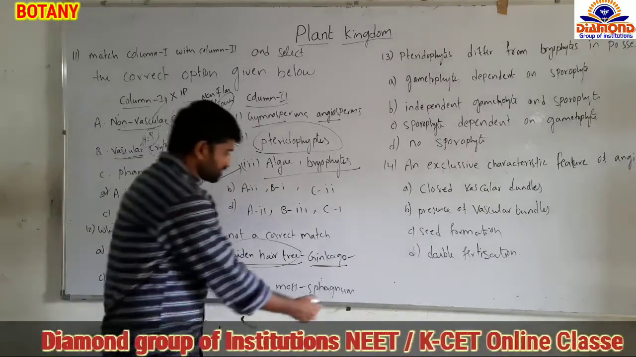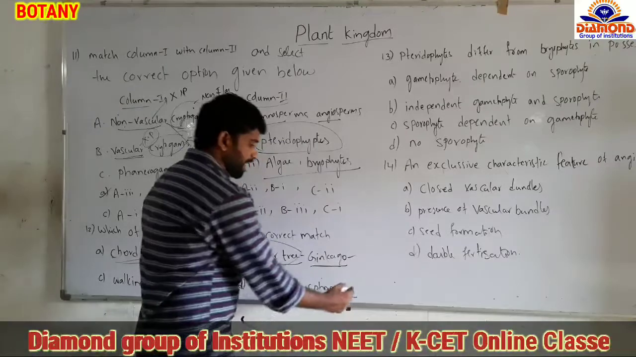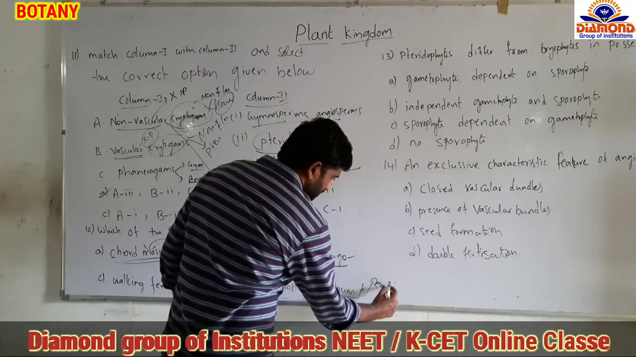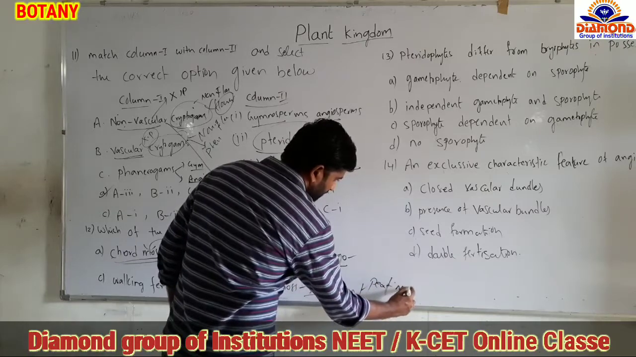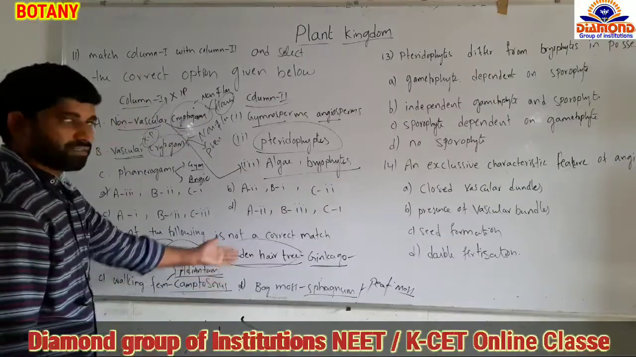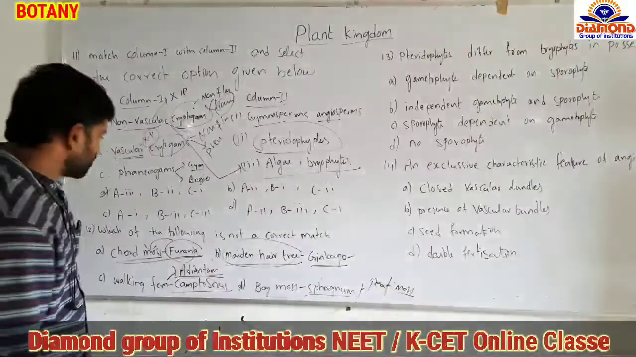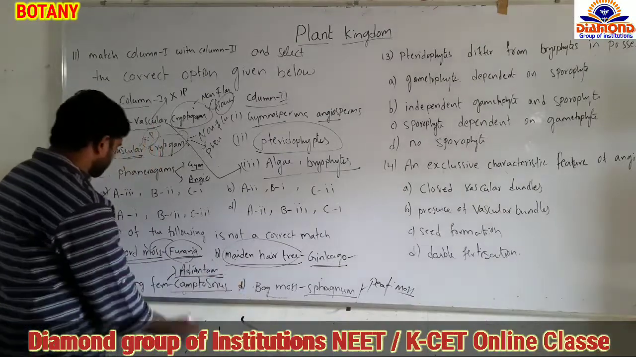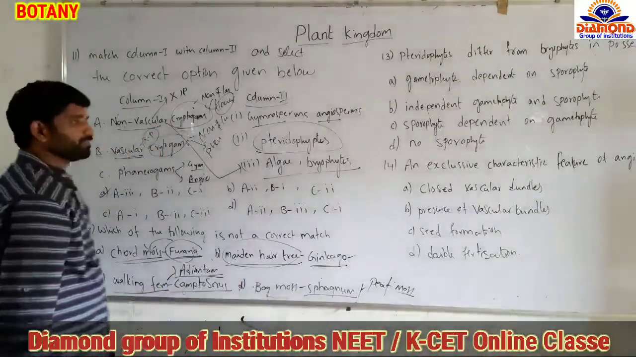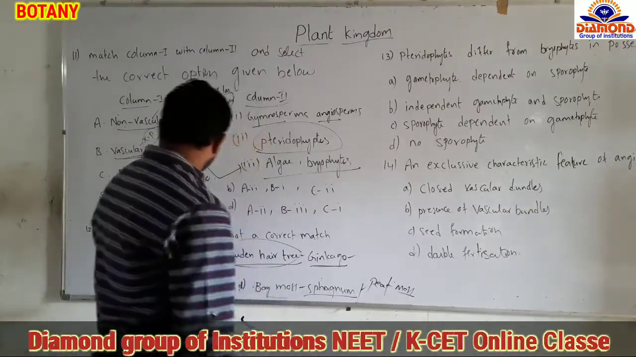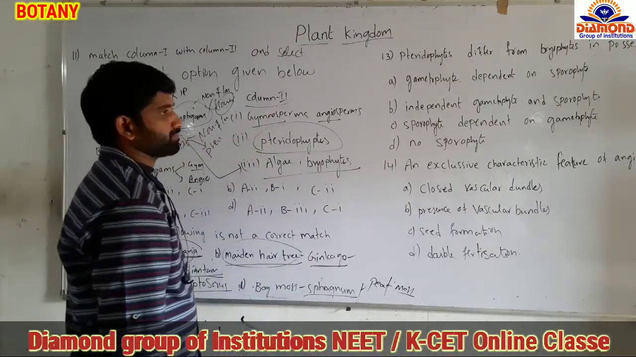And broad moss, also called sphagnum, is also called peat moss. Examples are Polysiphonia and Funaria. So out of the given options, A, B, D are the correct matches. And option C, walking fern, is not Camptosaurus. The example for option C is Adiantum.